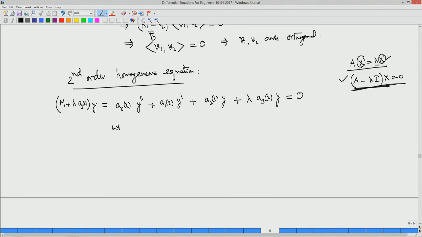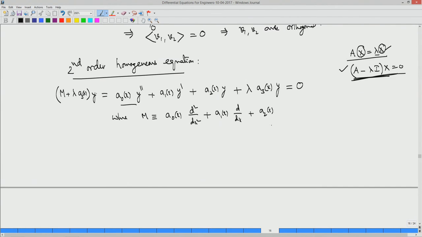So where M is actually defined as a0(x) d²/dx² plus a1(x) d/dx plus a2(x), that is it, right? So that is your M. So if you put y here, that is actually these three terms, and plus lambda a3 y as it is. So that is equal to 0. So that is the equation.